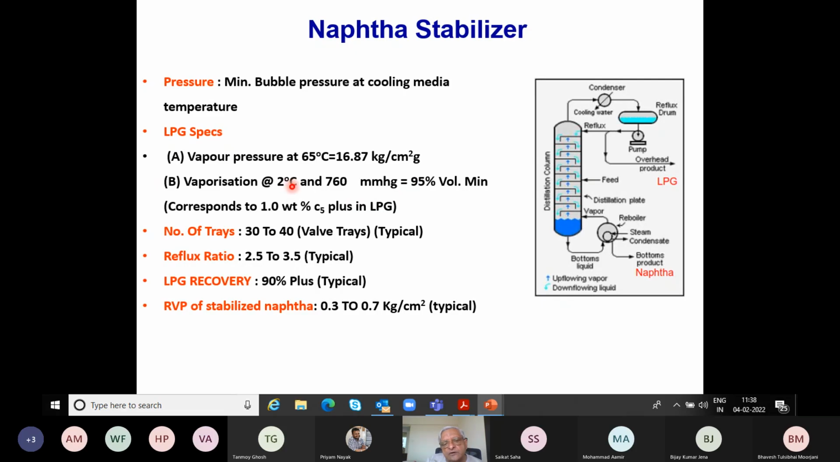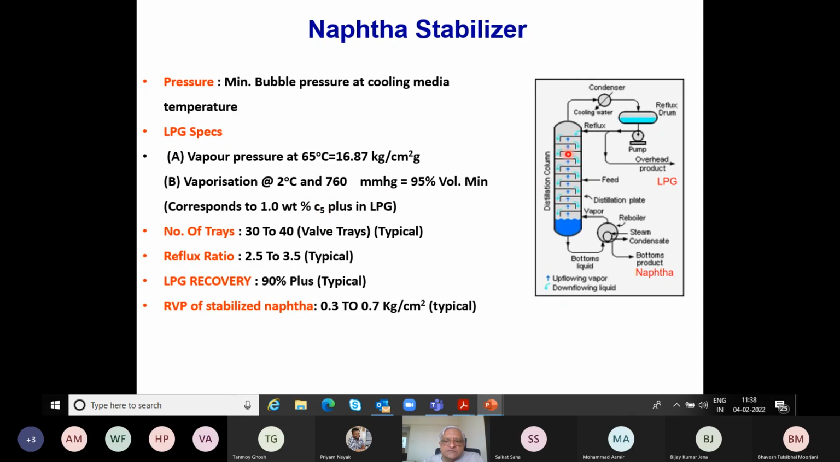So the temperature drops. So for liquid LPG at ambient temperature, when the 95% vaporization happens, it will be 2 degrees. It is also called a weathering test. This is a very good, very easy way to check whether we are meeting the C5 content. But nowadays, of course, they analyze LPG in a GC, a gas chromatograph, and that is how they determine the C5 content.